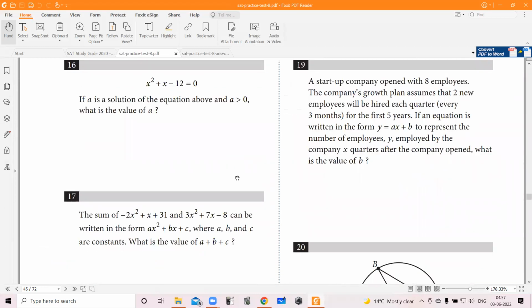16. If a is the solution of the equation above and a is greater than 0, what is the value of a? Should we just plug in a number? You can do that, but that might take time. Or you can factor it, you can complete the square, you can use the quadratic formula.